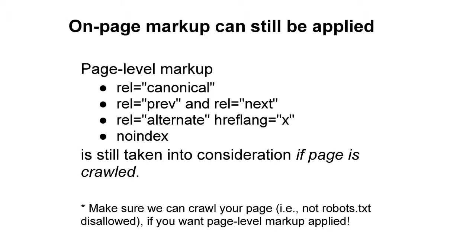Another background piece of information that I'd like to mention is that page-level markup is still taken into consideration in tandem with URL parameters. So if you have page-level markup like rel canonical, rel next prev, or rel alternate hreflang, that's fine and can still be used by Google, even if you're using URL parameters. Just make sure that we can still crawl your page, meaning that it's not robots.txt disallowed or you haven't set it to not be crawled in URL parameters. As long as we can crawl your page, we can still use the page-level markup.